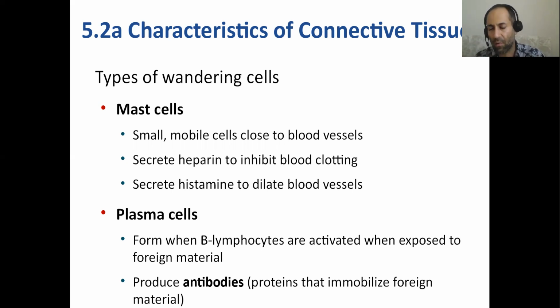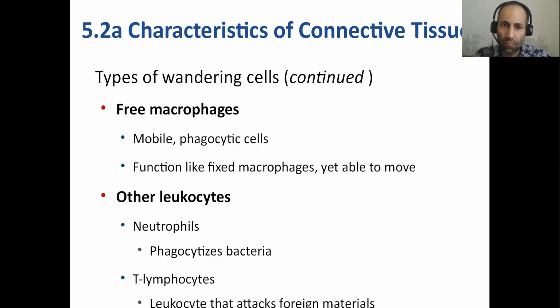And then plasma cells are also types of wandering cells. Plasma cells are types of white blood cells that turn into antibodies. Then there are free macrophages versus fixed macrophages. These ones are able to move about. So they're like the patrol unit of the body. They're patrolling the periphery of the body looking for any potentially trouble-causing bacteria or viruses.